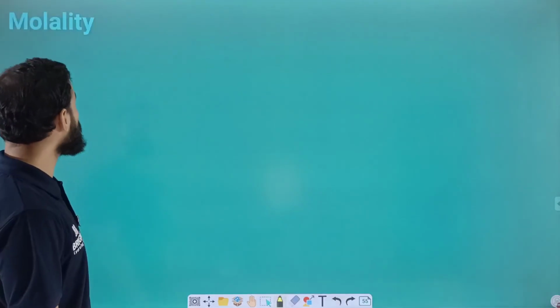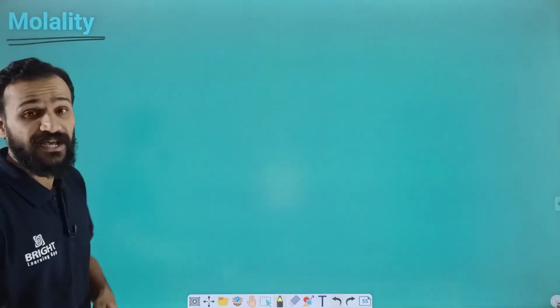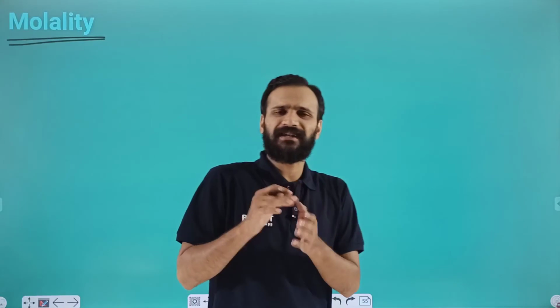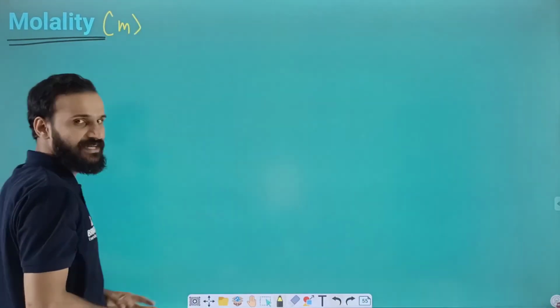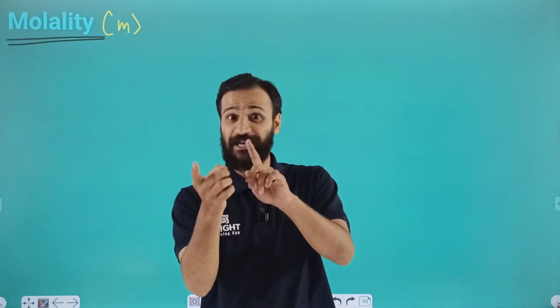And the next term, dear students, is molality. What is molality? Molality and molarity have just a small difference. Here we use a small letter m to represent molality. Molality is the number of moles of solute dissolved in 1 kilogram of solvent, not solution, solvent.